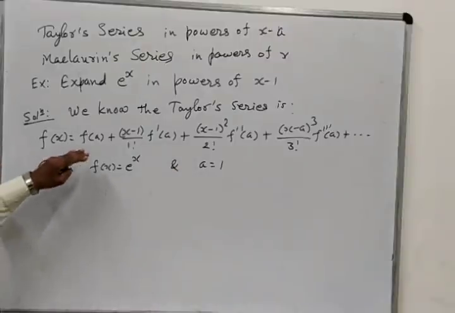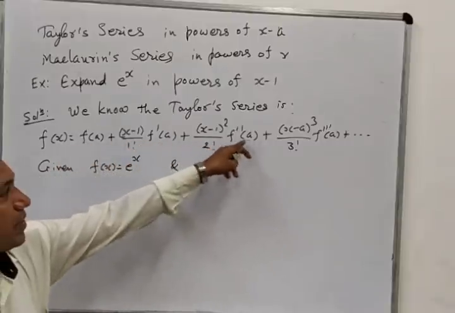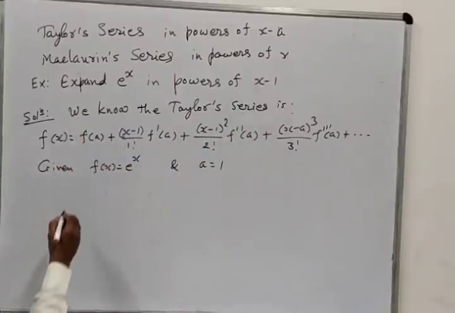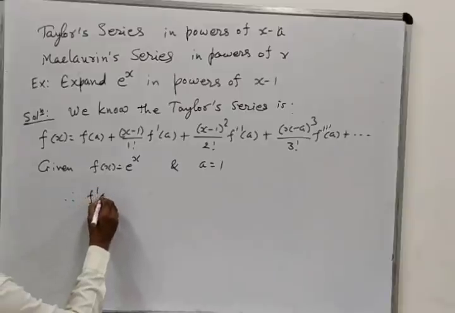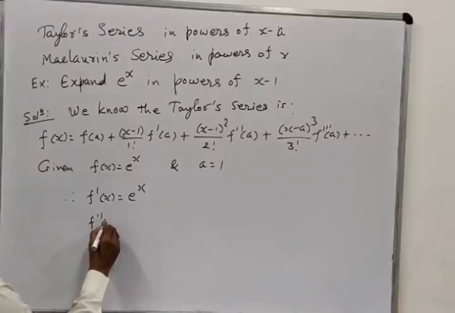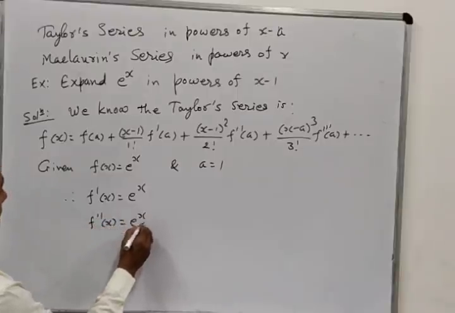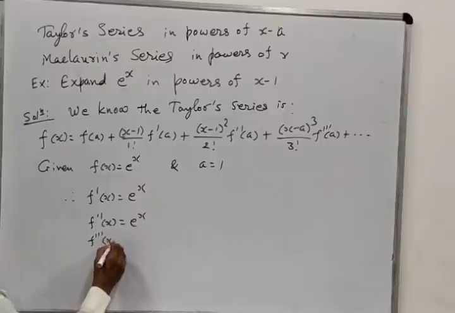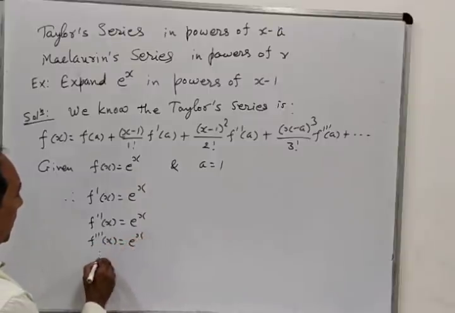So in Taylor series, what do we require? We simply require to find out f of a, f dash a, f double dash a, f triple dash a, and so on. That means we require to find out the derivatives of f of x. F dash x equal to e raised to x, f double dash x equal to e raised to x, f triple dash x equal to e raised to x, and so on. So we will stop here.